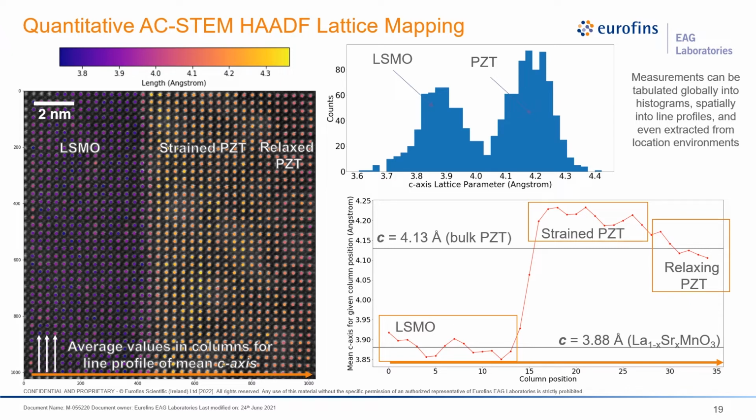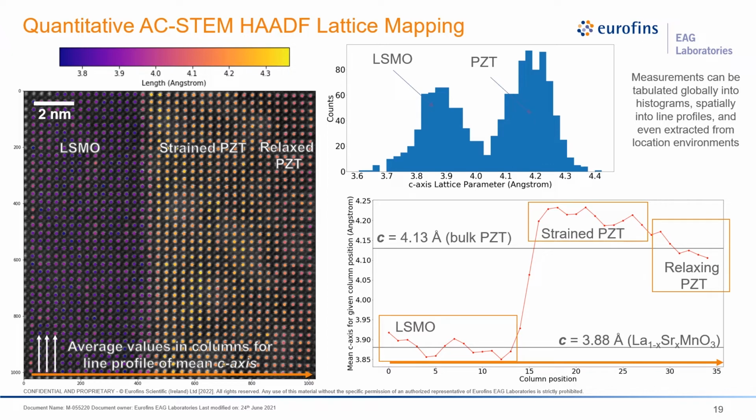We can also then plot all of the data globally, and you can clearly see the two histograms for LMSO and PZT, and we can understand something about the shape of these peaks as well. We can use this to directly compare sample to sample. So this is really where things are headed.